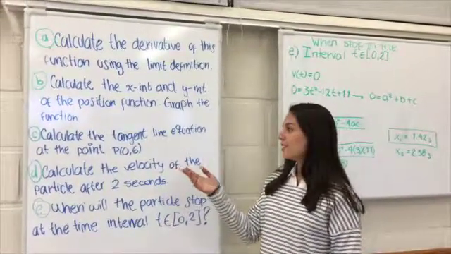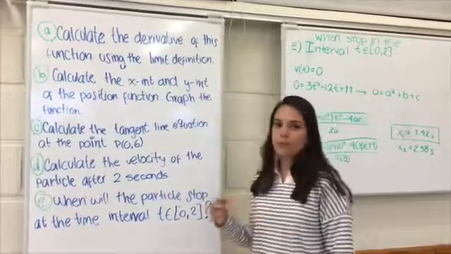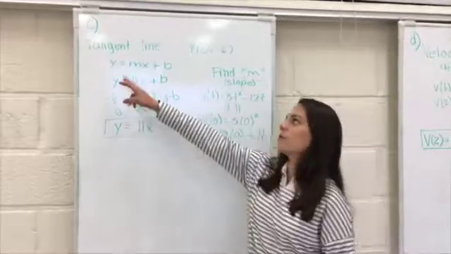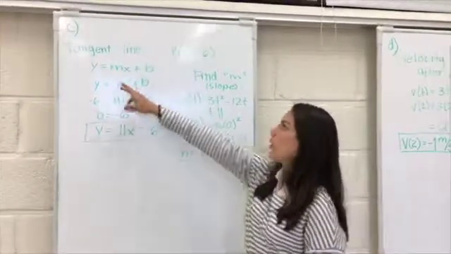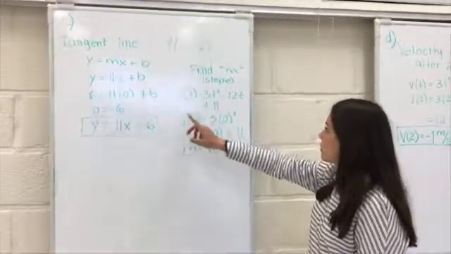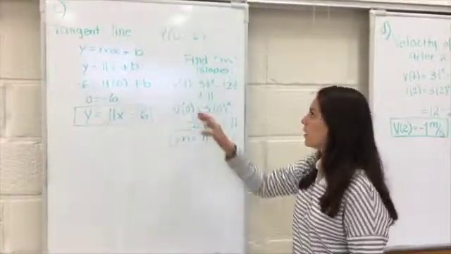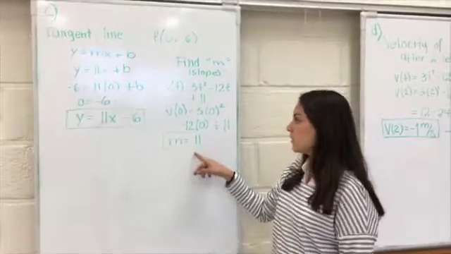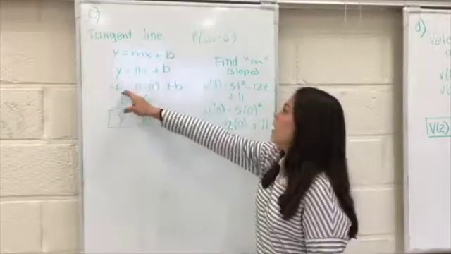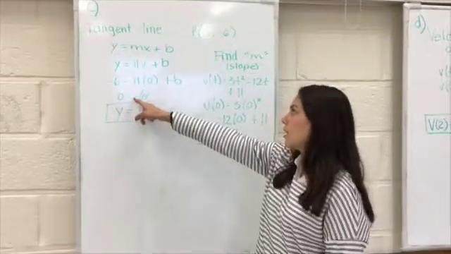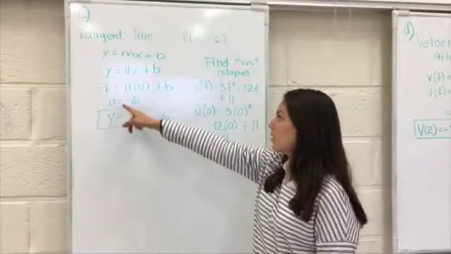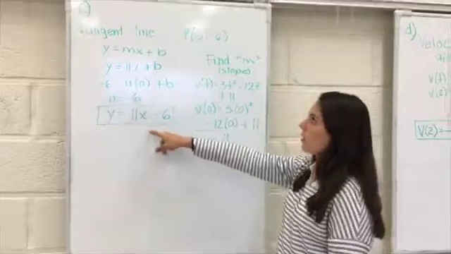Now we have to calculate the tangent line equation at the point P 0, minus 6. So to calculate the tangent line, we need to use this formula, but we don't have m, so we have to find the slope, that is m, and we have to substitute the points, and we get m is equal to 11, and now the 11 we substitute in the formula, and we isolate, and we resolve, and the b is minus 6, so now we have the tangent.